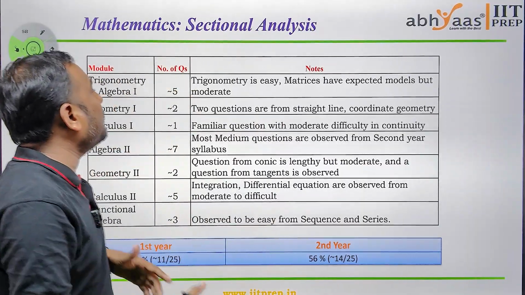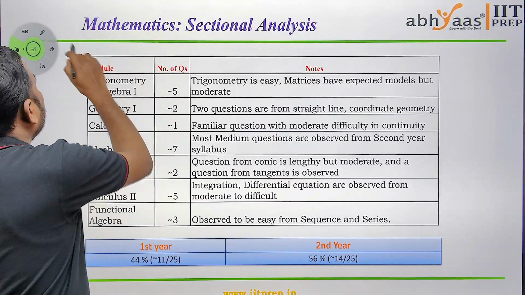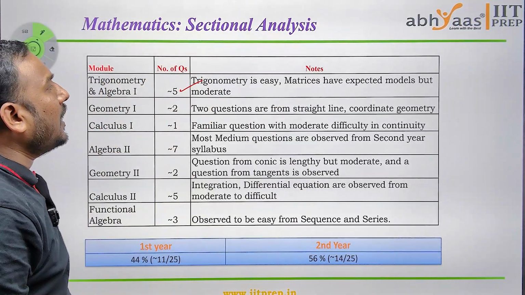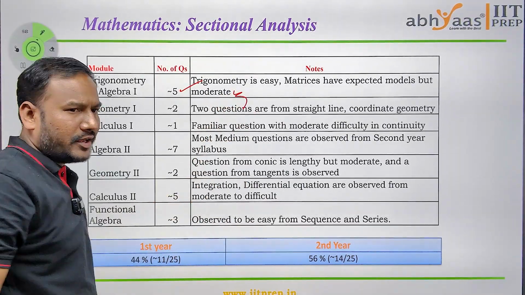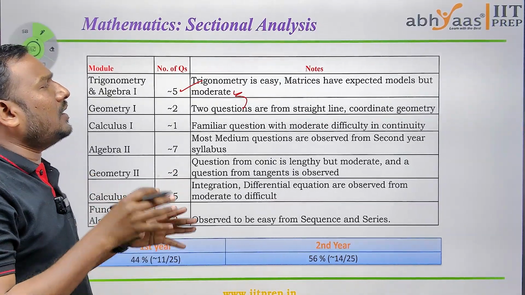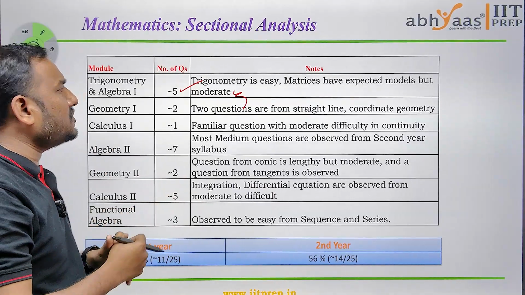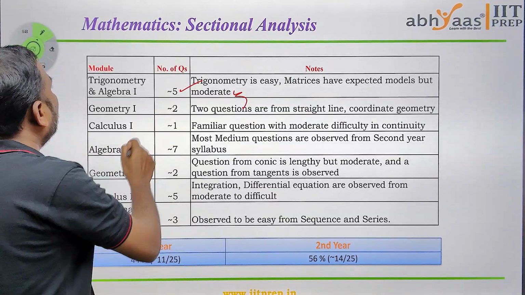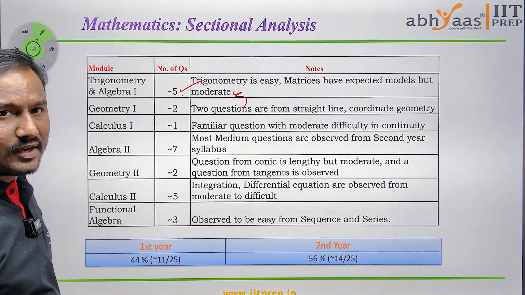And coming to the mathematics part, in trigonometry and algebra we have seen almost all 5 questions, and expected models but a little bit moderate. From paper 1, paper 2, paper 3, we observe that the questions were moderate but a little bit lengthy. So time-taking questions we are getting from mathematics, and those are 5 questions we have seen from trigonometry and algebra.